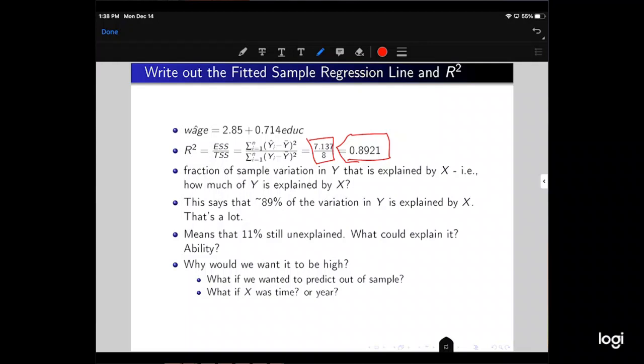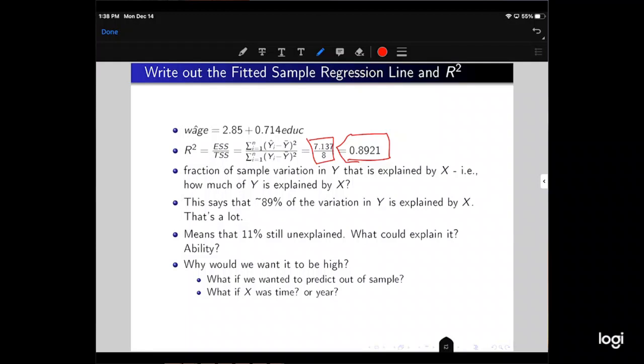This is the fraction of the sample variation in y, the sample variation in y was wages, that is explained by x, education. So how much of y is explained by x? This says that approximately 89% of the variation in y is explained by x. That's quite a lot. That means, though, that 11% is still unexplained. What could explain it? Maybe ability.